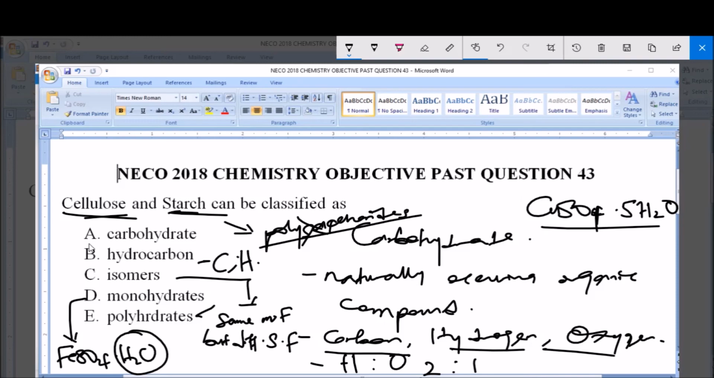So the answer to this question is option A, carbohydrates. Cellulose and starch can be classified as carbohydrates. So that is the answer to this question. Option A is the correct answer.